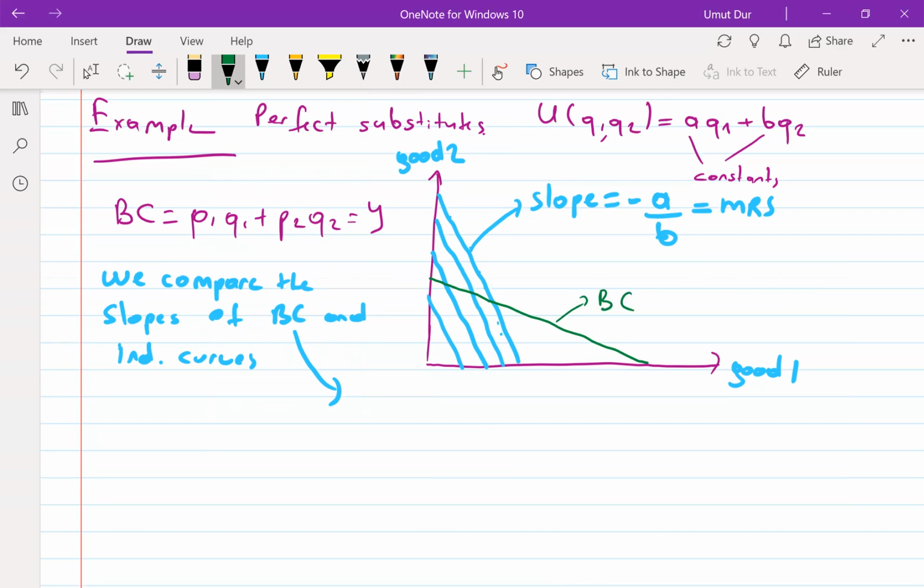What is the slope for the budget constraint? Yes, that's right, it is minus P1 over P2. If you forget, this intercept is Y over P1 and this one is Y over P2. The slope of the budget constraint, with the minus sign, is the opposite side over the adjacent side. So we are just looking for the tangent.